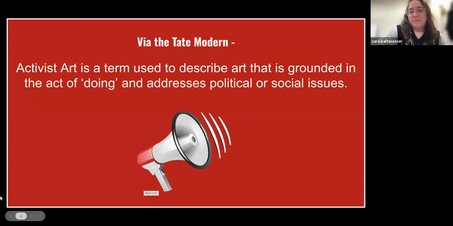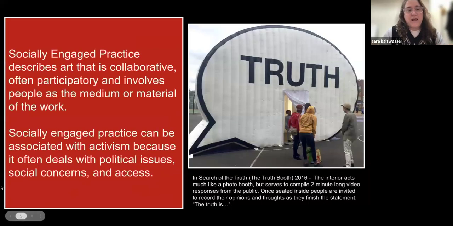According to the Tate Modern, activist art is a term used to describe art that is grounded in the act of doing and addresses political or social issues. Activist art can look a lot of different ways, just like art can look a lot of different ways. But activist art situates itself right next to what is referred to as socially engaged practice.